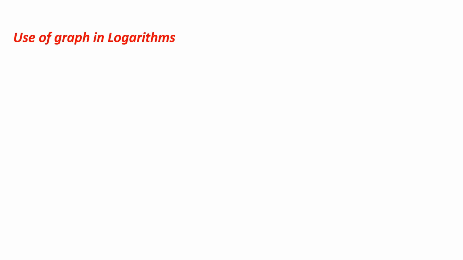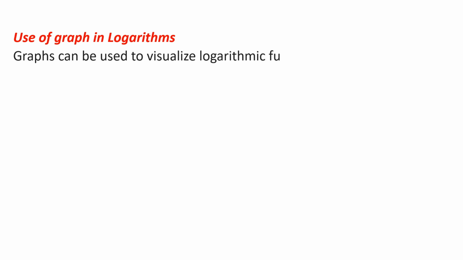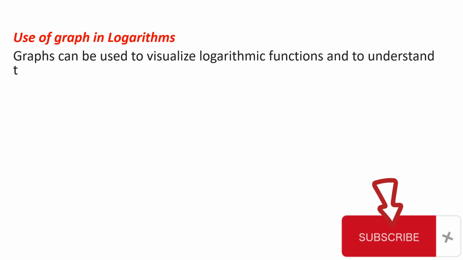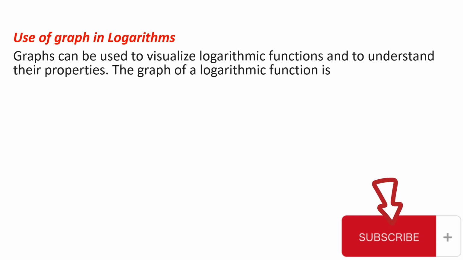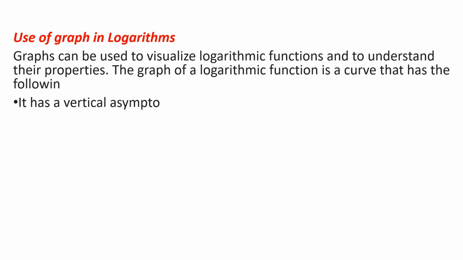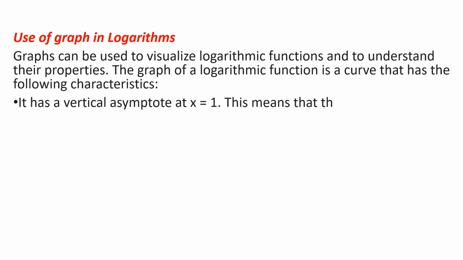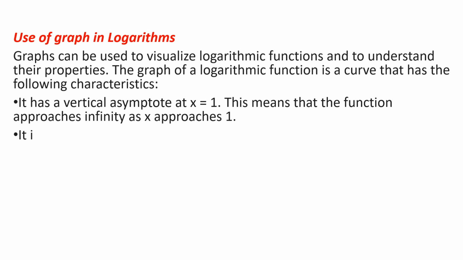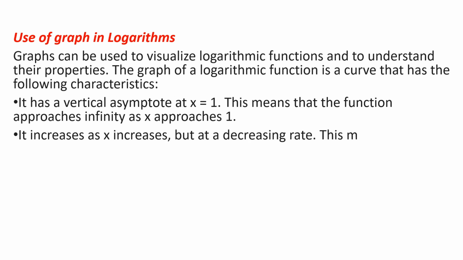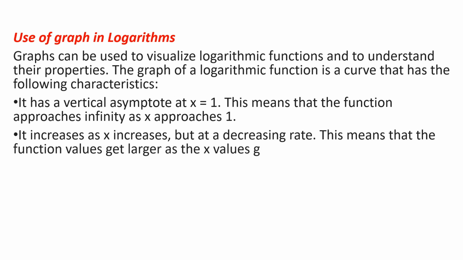Use of graphs in logarithms. Graphs can be used to visualize logarithmic functions and to understand their properties. The graph of a logarithmic function is a curve that has the following characteristics. It has a vertical asymptote at x equals 1. This means that the function approaches infinity as x approaches 1. It increases as x increases, but at a decreasing rate. This means that the function values get larger as the x values get larger, but the rate of increase slows down as x gets larger.